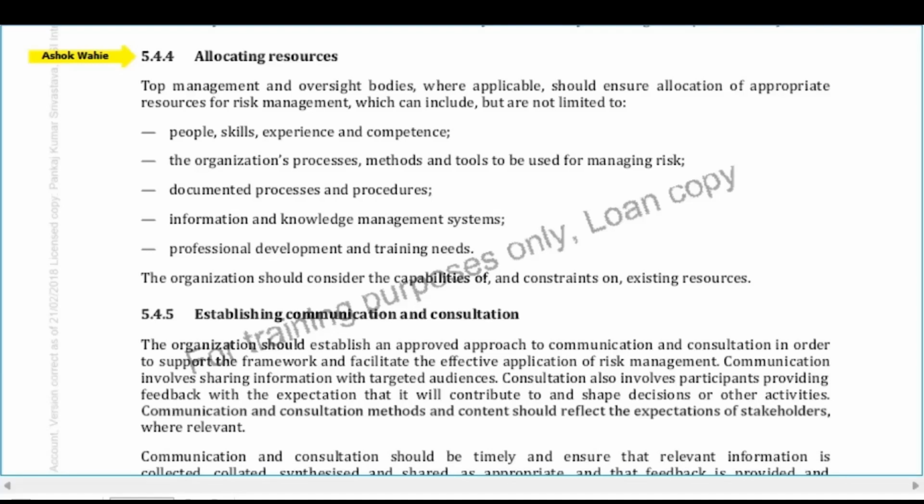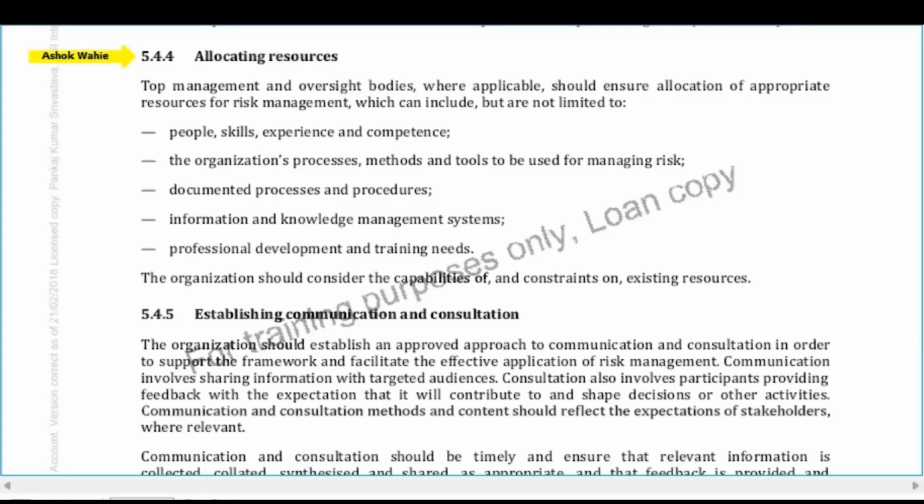Then you need resources for managing risk in terms of processes. What is your process for risk assessment, your process for risk treatment, your process for monitoring, your process for reporting? Then what are the tools you are using? RSA is one of the tools. Many organizations use many tools to do the risk assessment for managing risk. Then what are the documented processes and procedures? What is your documented procedure for consistency in managing risk?